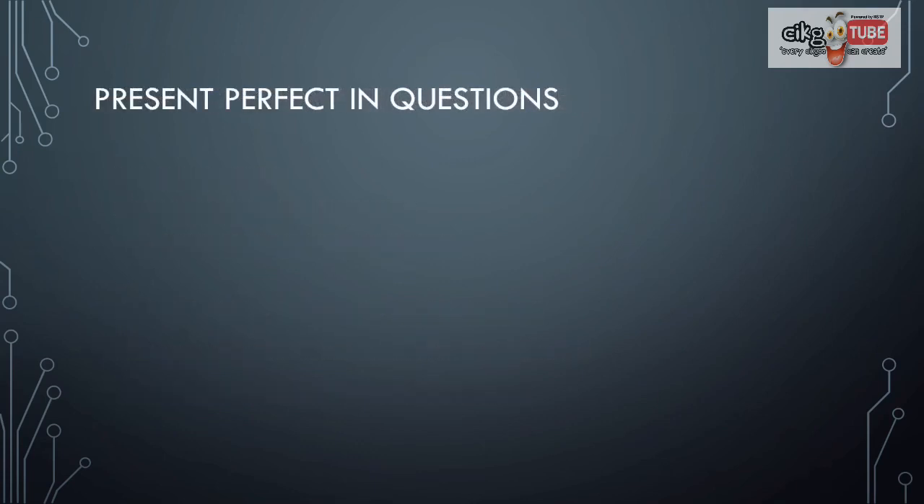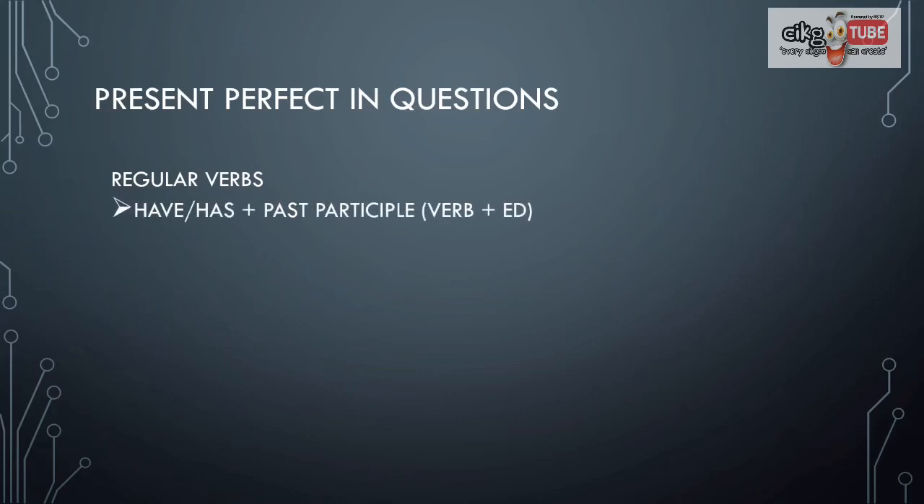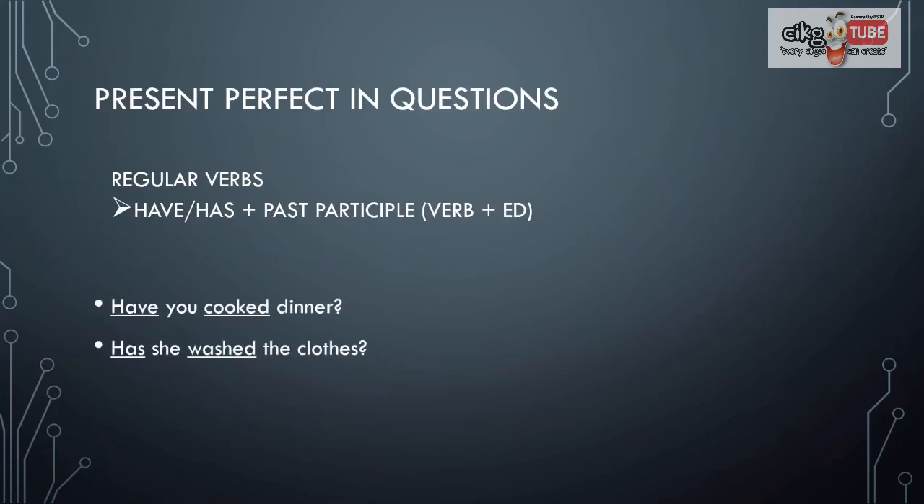Let's have a look at the present perfect tense in questions. First, for the regular verbs. Again, we use the auxiliary verb to have and the past participle. Have you cooked dinner? Has she washed the clothes? Has he packed the bag?